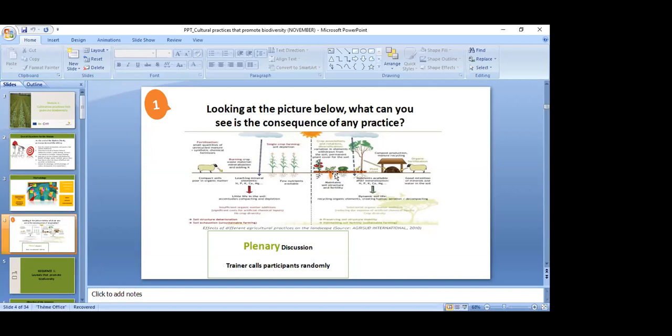Then we have permanent plant cover for the soil. And what happens? We have maintained soil structure and fertility. Now, all of these things, without adding fertilizer, you can maintain soil structure and soil fertility when you do miscropping. That is what it means.